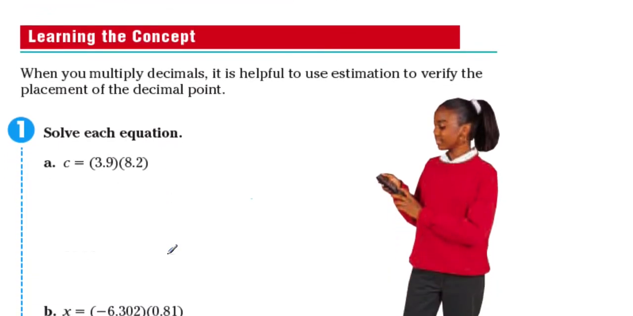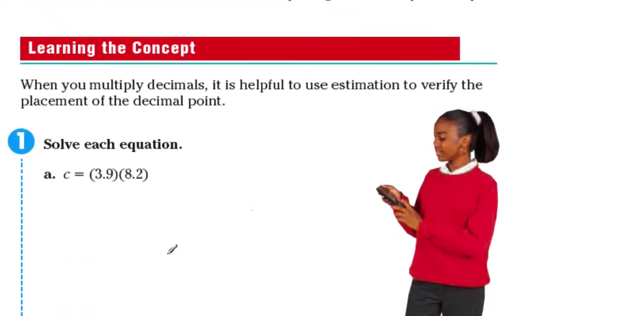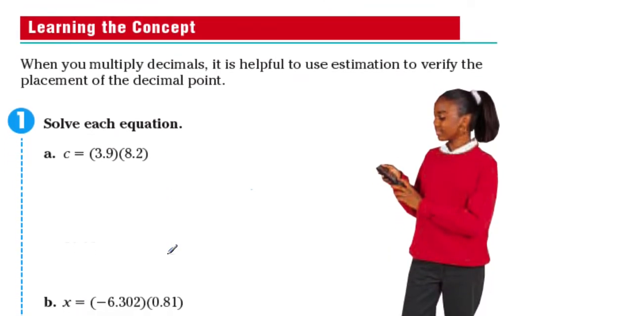So write a rule for placing a decimal point in a product of two decimals, and this is where we are right now. Before we do that, when you multiply decimals, it is helpful to use estimation to verify the placement of a decimal point.